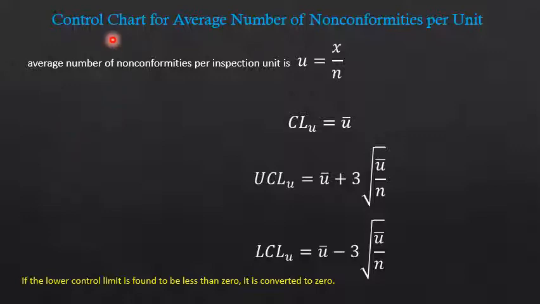So the formulas for the control chart for average number of non-conformities per unit, that is for the U chart, are the following. The first one is the average number of non-conformities per inspection unit, that is U is equal to X divided by N, and the center line is equal to U bar. The upper control limit is equal to U bar plus 3 under root U bar divided by N, and the lower control limit is equal to U bar minus 3 under root U bar divided by N. And you already know that if the lower control limit is found to be less than 0, that is negative, then it is converted to 0.